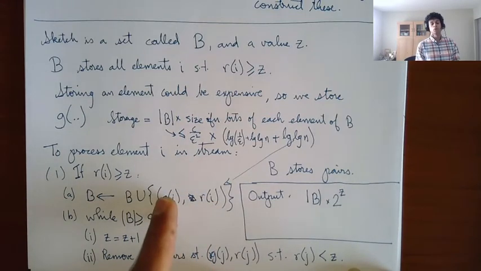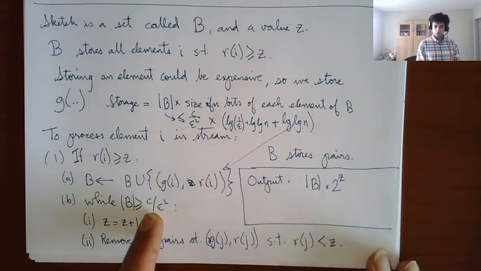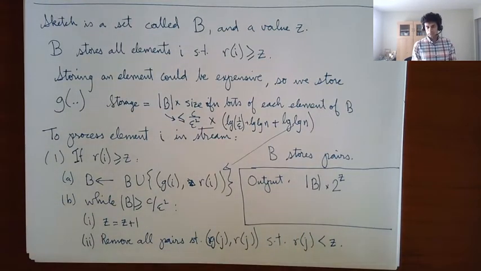So now that you've stored this, if the number of pairs crosses a threshold of C over epsilon squared, some constant, then you increment your Z and then you remove everything that's going to be less than Z. Your final output is going to be the size of this bucket times 2 to the Z.